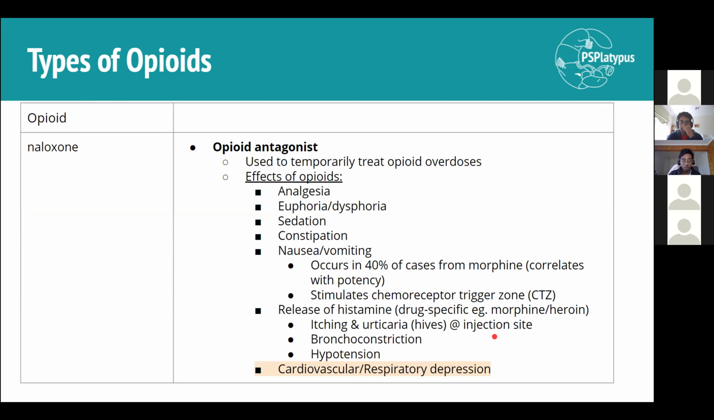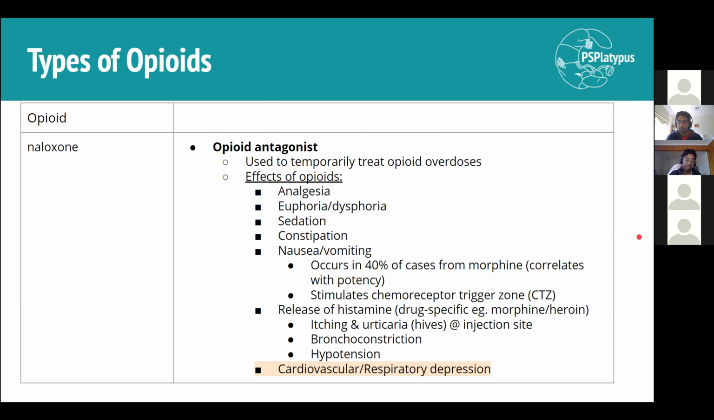Naloxone is the other one. That's an opioid antagonist. We talked about opioids and how they bind to these opioid receptors to have their effect. Now we're talking about naloxone, which is the opposite. It binds to these receptors and prevents opioids from binding to them. So it's typically used to temporarily, and it's very important that it's temporary, treat opioid overdoses.